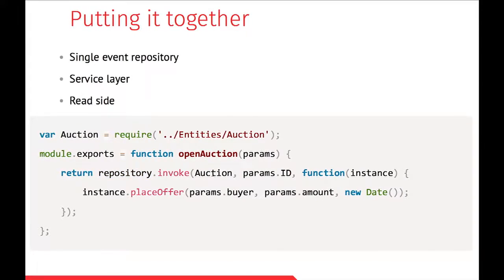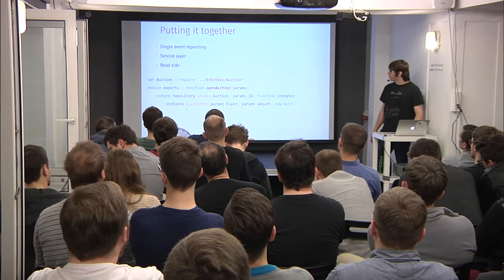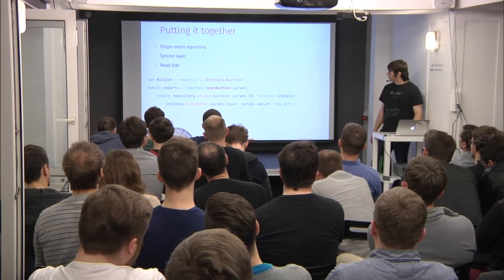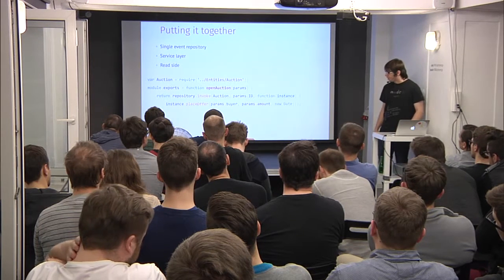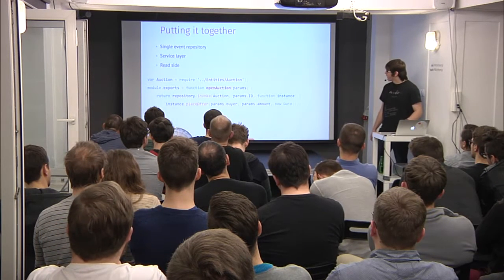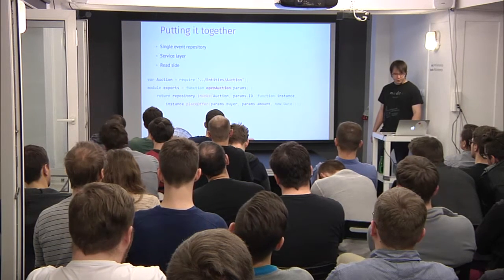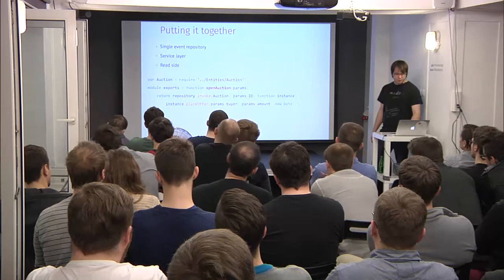So we just tell it which entity class we need loaded, and pass it the ID. Then we get an instance in a callback that we can operate on. So we just call a method, and it emits an event for us. That's simple enough, and the framework actually does all the I/O for us. So this whole thing returns a promise. That's why the return here, and we are free from doing any I/O, any rehydration or serialization work.